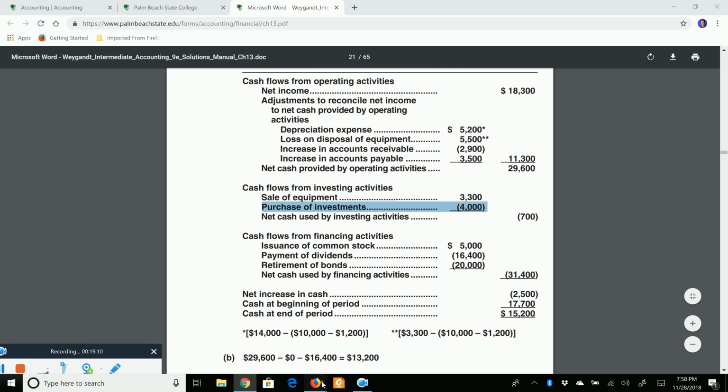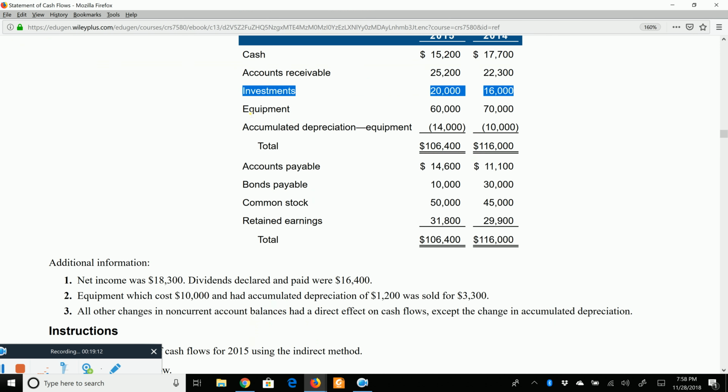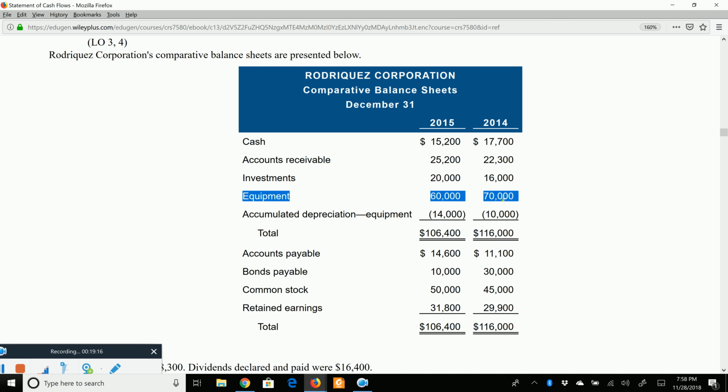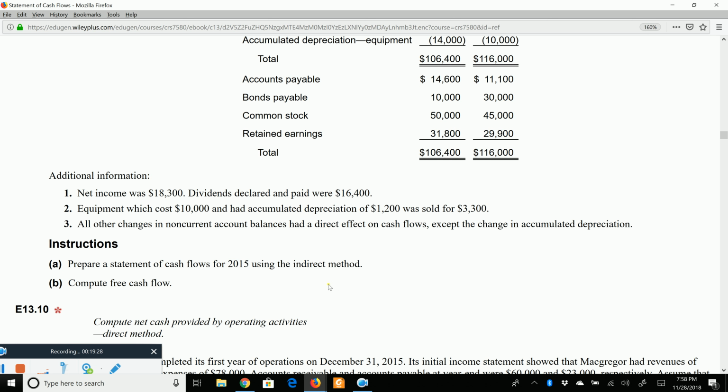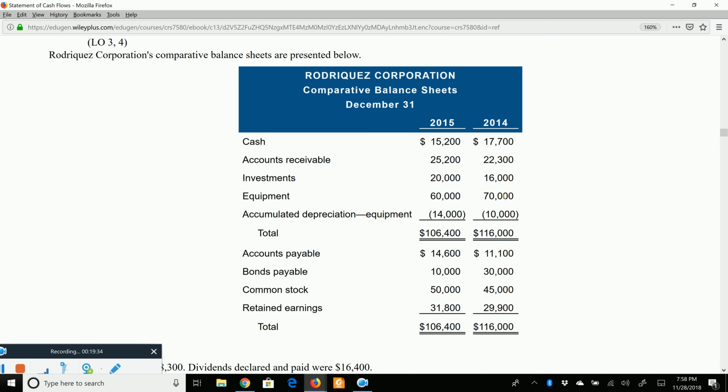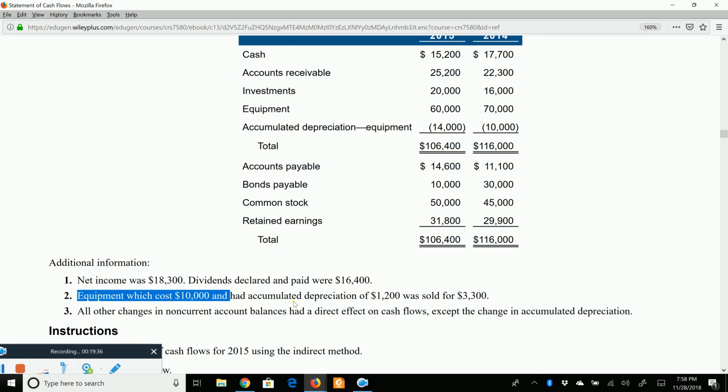And last but not least, the sale of equipment. You can see equipment, it started the year with 70 and it ended the year with 60. That means we sold $10,000 worth of equipment. But that's not necessarily our cash flow. If we take a look at the detail down here, it says equipment which cost $10,000, that's the $10,000 difference here, was sold. But how much was it sold for?